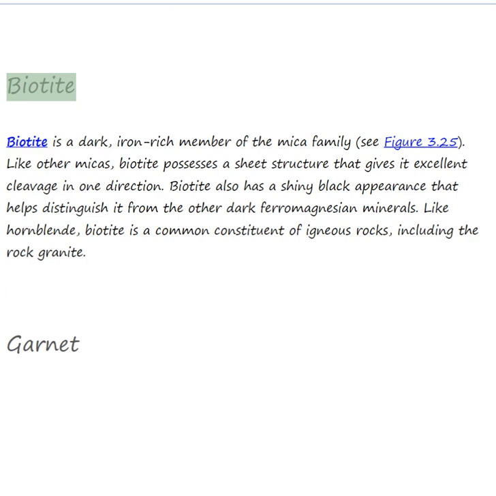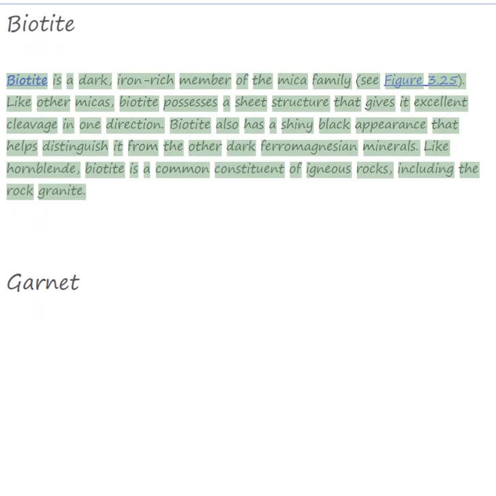Biotite. Biotite is a dark, iron-rich member of the mica family. Like other micas, biotite possesses a sheet structure that gives it excellent cleavage in one direction. Biotite also has a shiny black appearance that helps distinguish it from the other dark ferromagnesian minerals. Like hornblende, biotite is a common constituent of igneous rocks, including the rock granite.